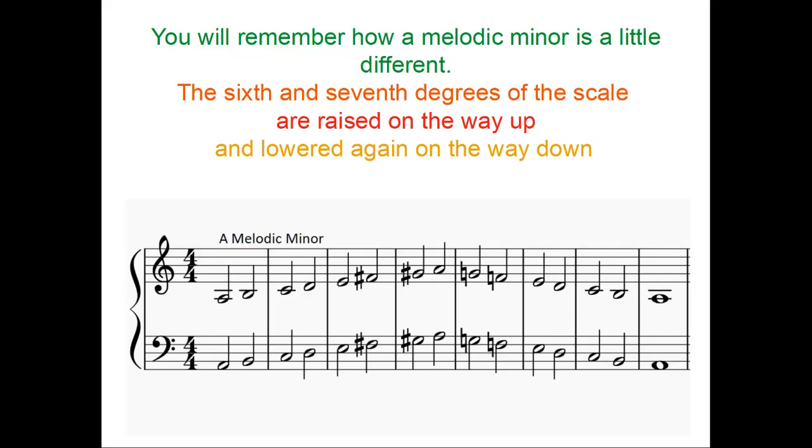As we look at the scale below in the example, treble clef and bass clef, relative major C major, we see that we've raised the 6th and the 7th degrees of the scale. In other words, F has become F sharp, G has become G sharp, and on the way down, they've become G natural and F natural again.